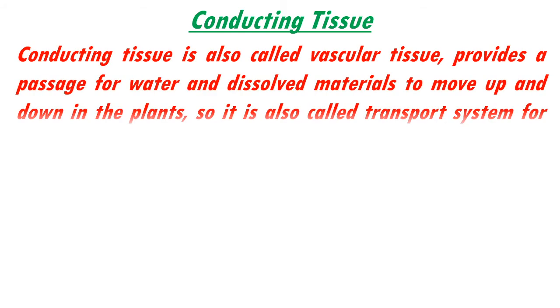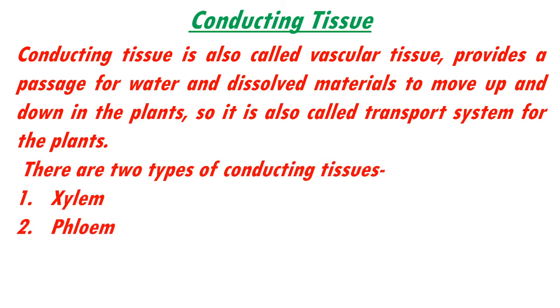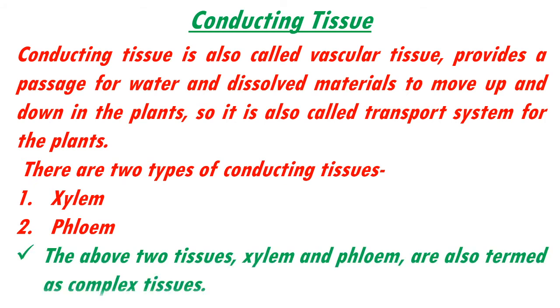Now, third permanent tissue is conducting tissue. It is also called as vascular tissue. It provides a passage for water and dissolved materials to move up and down in the plants, so it is also called transport system for the plants. There are two types of conducting tissues, xylem and phloem. The xylem and phloem are also termed as complex tissues.